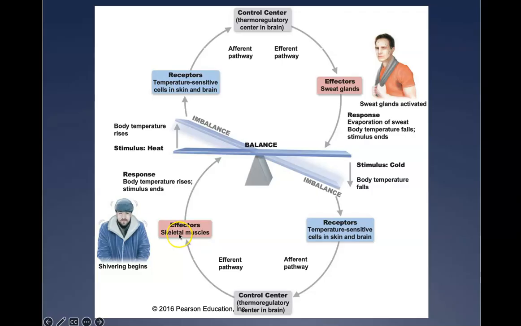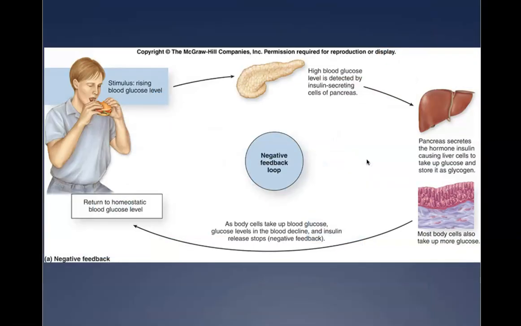All right, skeletal muscles, you're our effector. You're going to start to do these short contractions to generate heat, and that's what shivering really is. Shivering is our skeletal muscles doing these contractions, and it's producing heat as a byproduct. And that helps to raise our body temperature back up again to homeostasis. So again, this is what a negative feedback mechanism is. Negative feedback brings us back to homeostasis. I can't emphasize that enough.